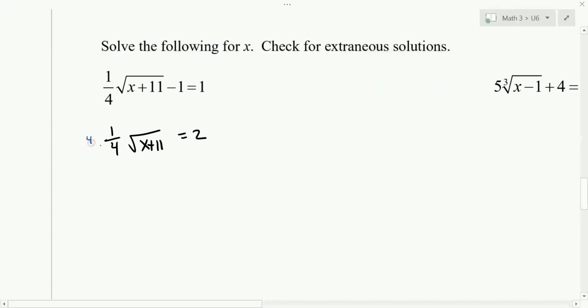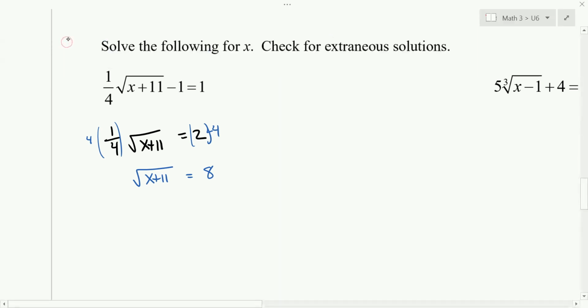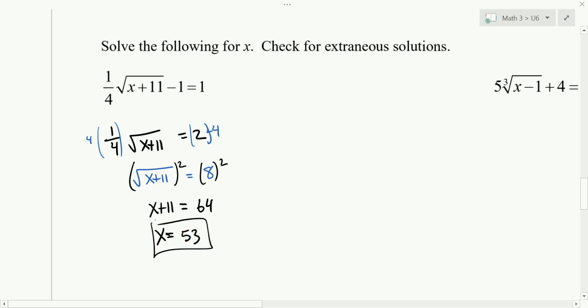So I'm going to multiply both sides by 4. What happens here, I get 4/4, which is 1, and all we have is the square root of x plus 11, and we end up with 8 over here. So that's step 1. That means we isolate the radical, get it by itself, and then we get rid of the radical. How do we do that, Sydney? What do we do next? Good. Square both sides. We get x plus 11 is 64. Subtract 11 from 64 to get 53. That's our answer. And then just don't forget to check, make sure it worked out.